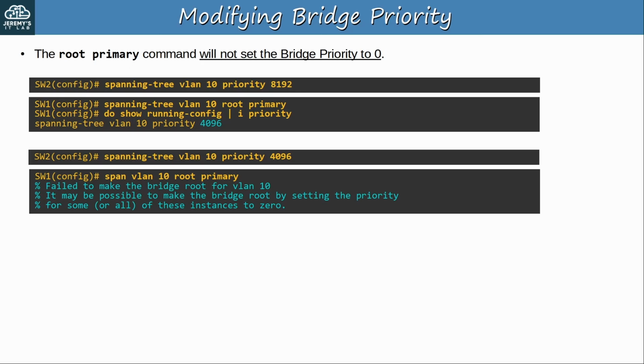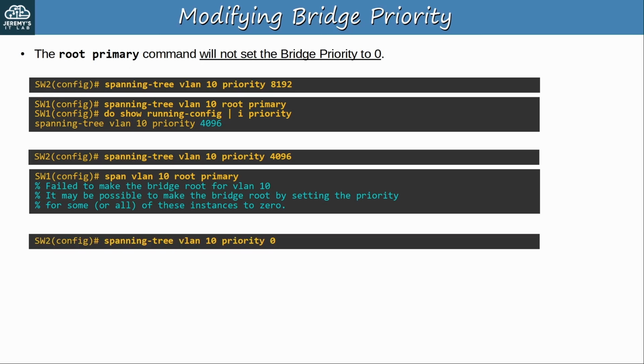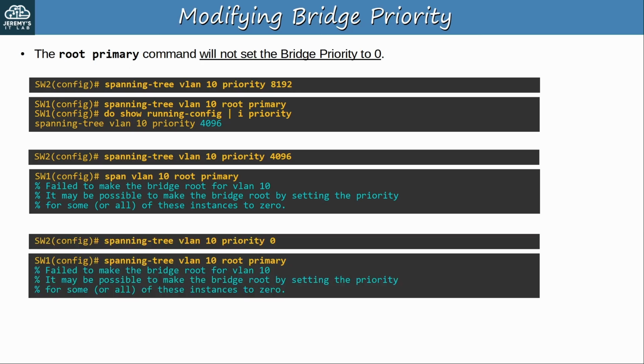It may be possible to make the bridge root by setting the priority for some or all of these instances to 0. So the command didn't work. It isn't able to set switch 1's bridge priority to 0. I then set switch 2's priority to 0, and of course, root primary doesn't work on switch 1 this time either.